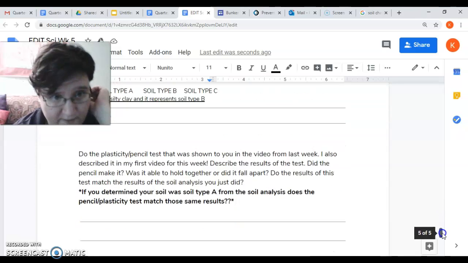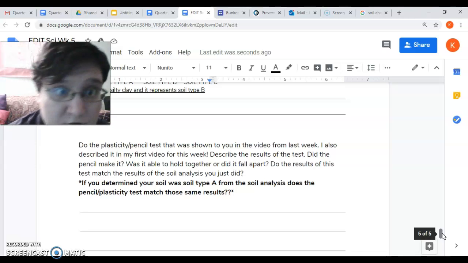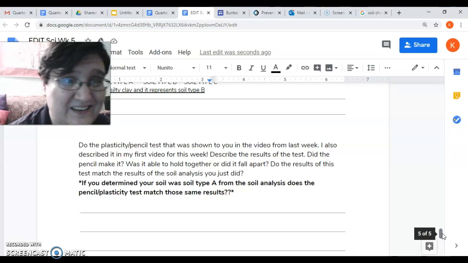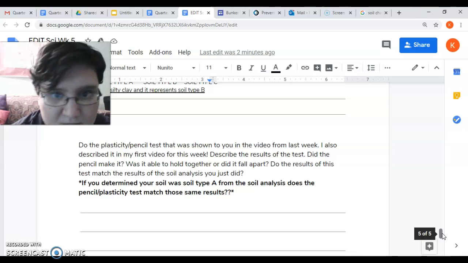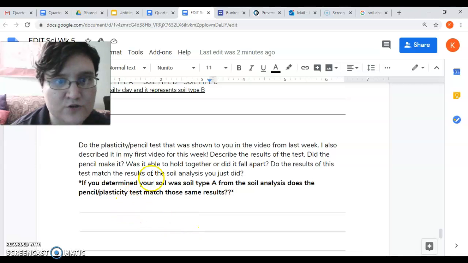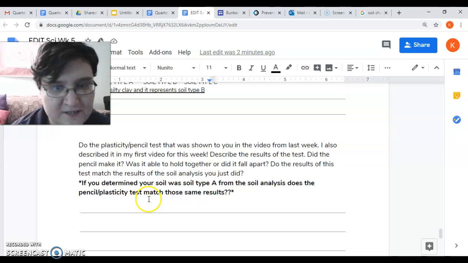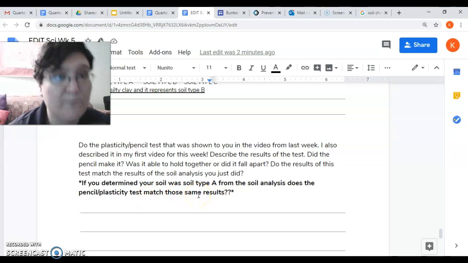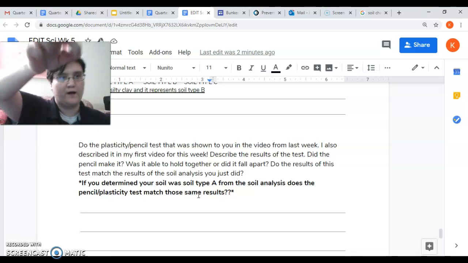Going back down here, it says, do the plasticity pencil test that was shown to you in the video from last week. I also described it in my first video, and I did it in my second or third video. It says, describe the results of the test. Did the pencil make it? Was it able to hold together, or did it fall apart? Do the results of this test match the results of the soil analysis you just did? So, if you determined through the soil analysis that you have soil type A, for example, does your pencil plasticity test match those results? My pencil test held. So does that match that I have soil B?